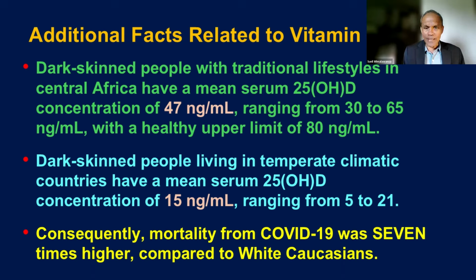So no wonder that, like with SARS-CoV, there was a 7 times higher death rate and hospitalization among dark-skinned people, Asian and African American, living in the UK, for example. There are many studies that have been published. So this is the reason behind their higher morbidity and mortality.